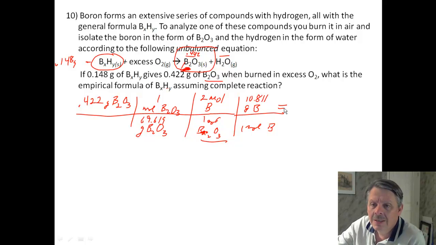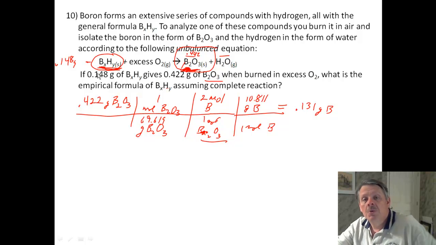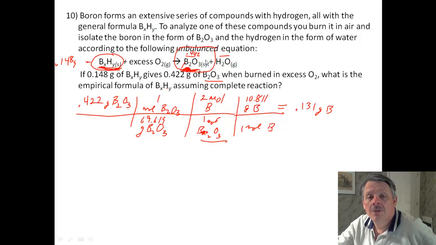And why do we care? Well, again, this is one of these really hard thinking problems that we say, well, how in the world do we go and approach it? The boron that's all over on the right-hand side had to come from somewhere. And it came from over here. And this is the only compound that has boron in it. So based upon that, whatever boron's on the right, exactly that same amount has to be on the left. So in our case, this tells us that we have 0.131 grams of boron on the left.